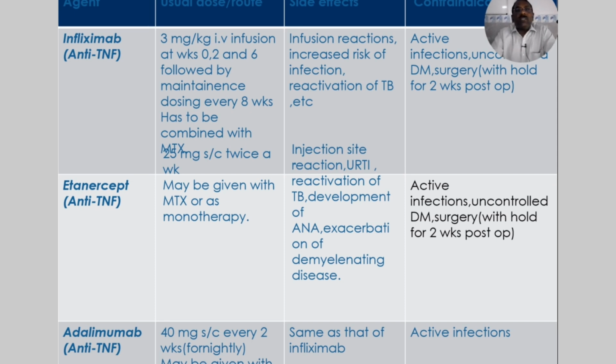So infliximab is a 3 milligrams per kg IV infusion at weeks 0, 2 and 6. Give one injection today, ask them to come after 15 days, and then after 1 month. So 0, 2 and 6, excellent response. This is followed by maintenance dosing every 8 weeks, and it has to be combined with methotrexate. So continue the methotrexate, add the infliximab at 0, 2 and 6, and then once in 2 months.